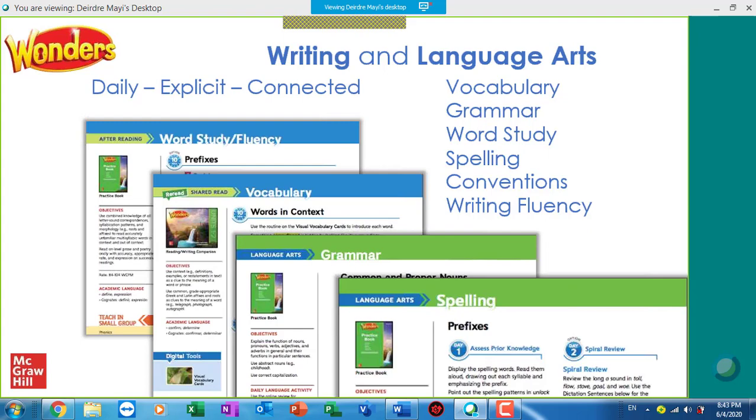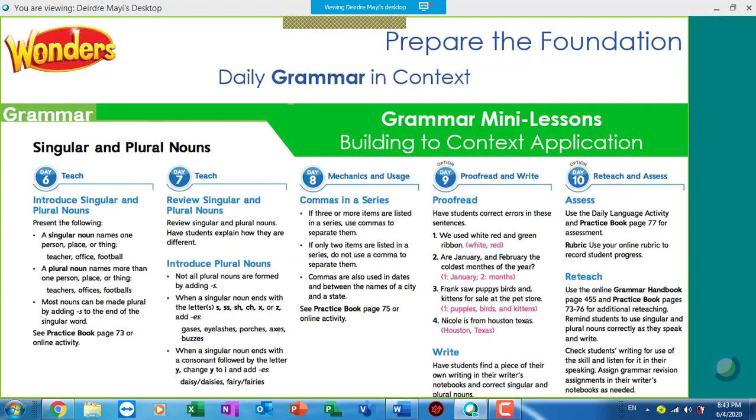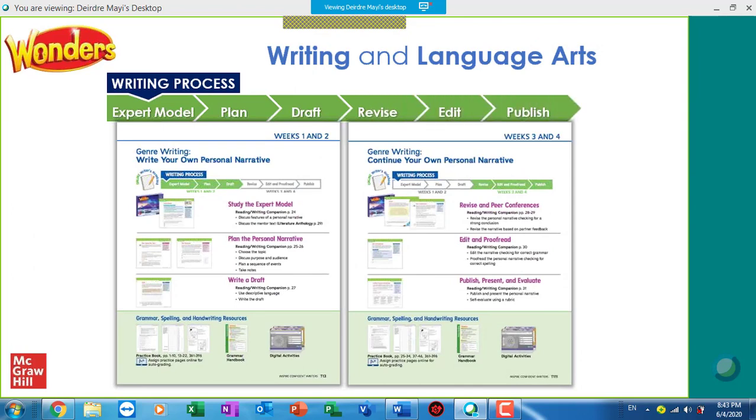So in addition to daily language arts lessons, such as the grammar lessons that you see here, the students will be able to fully flesh out a piece of writing that has been written using the writing process over 4 weeks. So as you look on my screen, notice that weeks 1 and 2 of the first genre study, students will evaluate an expert model. They will plan and they will draft, and they will do that during weeks 1 and 2 of the first genre study. As they move into the next genre study, they will revise, edit and proofread, and publish their writing. So again, the students will have 4 weeks to fully flesh out this writing.